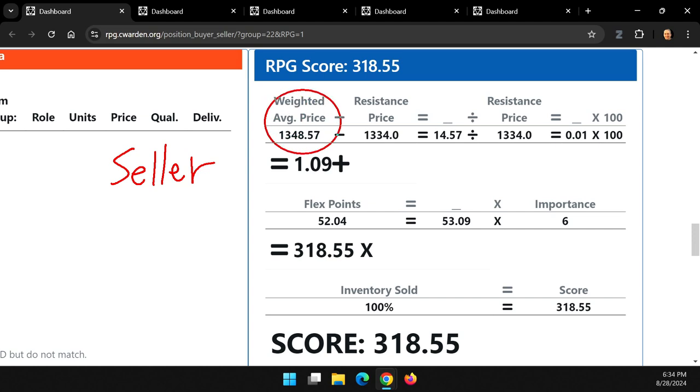We have the average weighted price here minus the resistance price. So the weighted average price minus the resistance price here, the difference is 14. So if you look at the numbers carefully, 1348 and 1334, the resistance price is 1334, and the seller, remember a seller, the goal for the seller is to always sell above the resistance because they want to get a higher price. So here we see that they sold for 1348 and the resistance 1334, so they are above. And that gap is here.